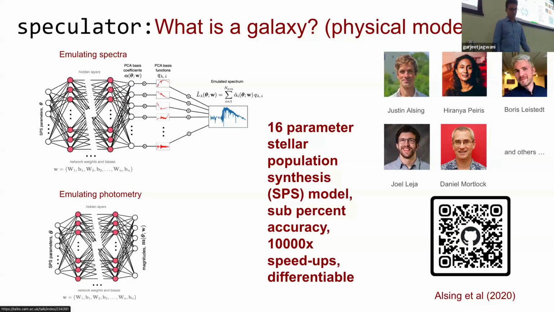There is the original SPS code, or FSPS code, which does it already, but it's quite slow for our methods. So we made these emulators to get almost 10,000 times speedups. And the good thing about them is they are as accurate, so sub-percent accuracy, as the original FSPS code, and they're also fully differentiable.